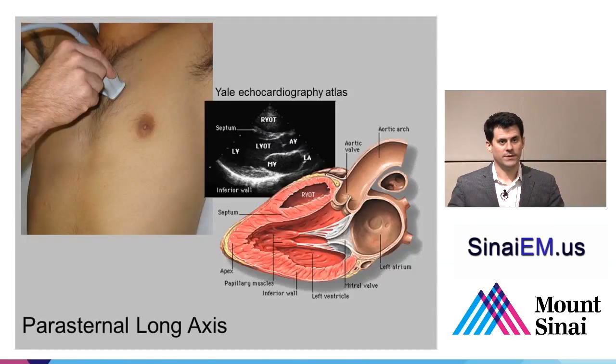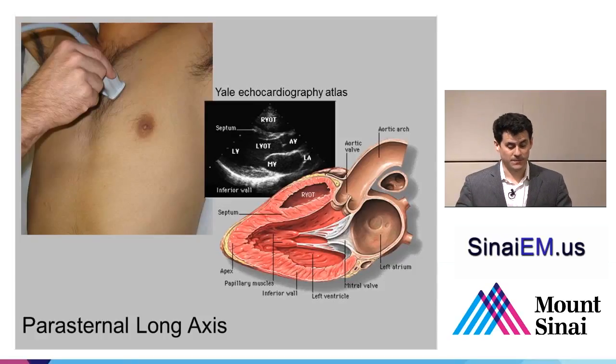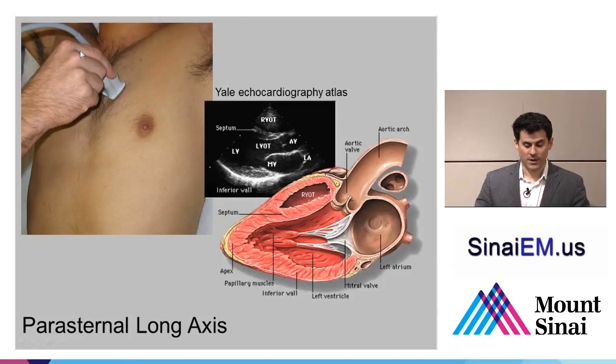Another helpful view, and very commonly employed, is the parasternal long axis view. So by placing the probe along the long axis of the heart, the ultrasound beam generated is going to be parallel to the electrical vector of the heart, pointing down towards the apex of the heart, or the point of maximal impulse.